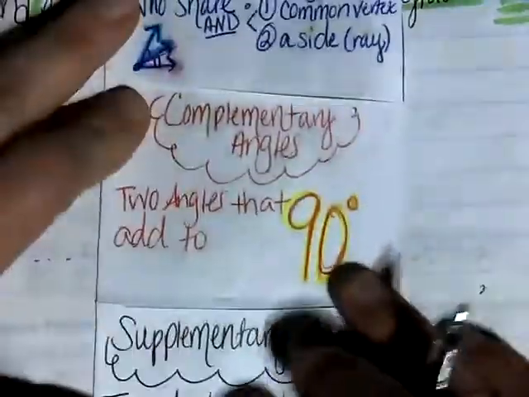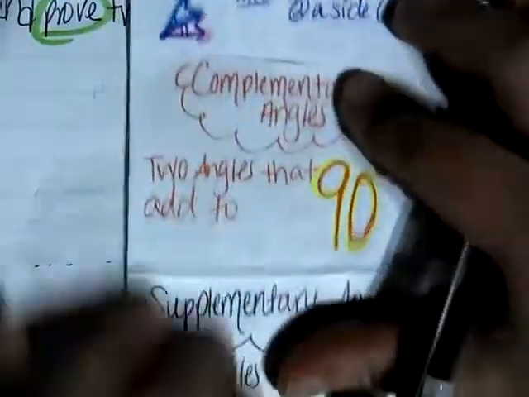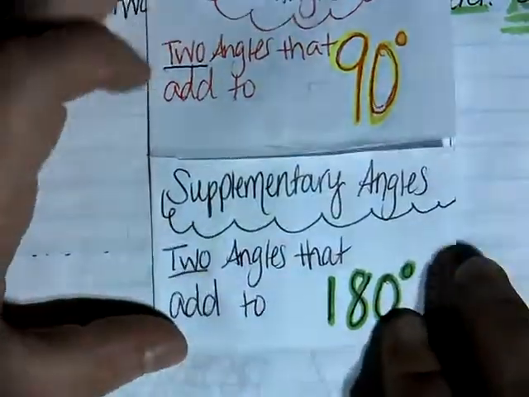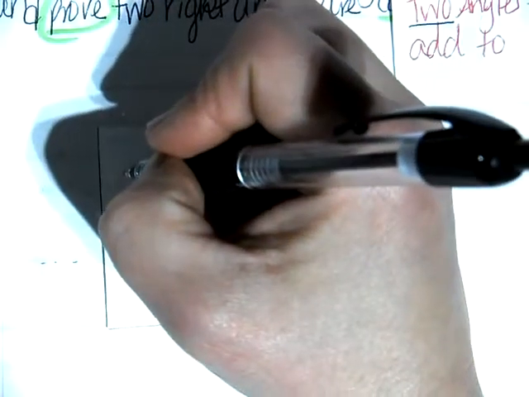Now, you cannot have three or four angles add to equal 90 or 180. It has to be specifically two angles. So that is something I want you guys to keep in mind. It's only two angles. So I'm going to show you really quick adjacent supplementary angles.